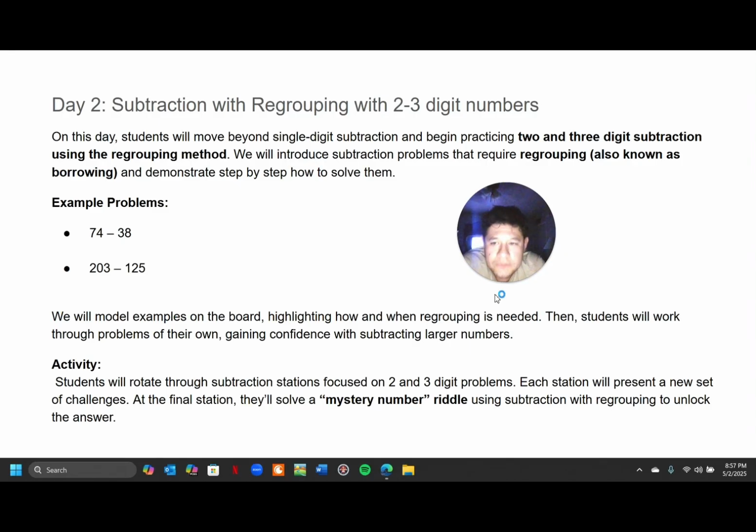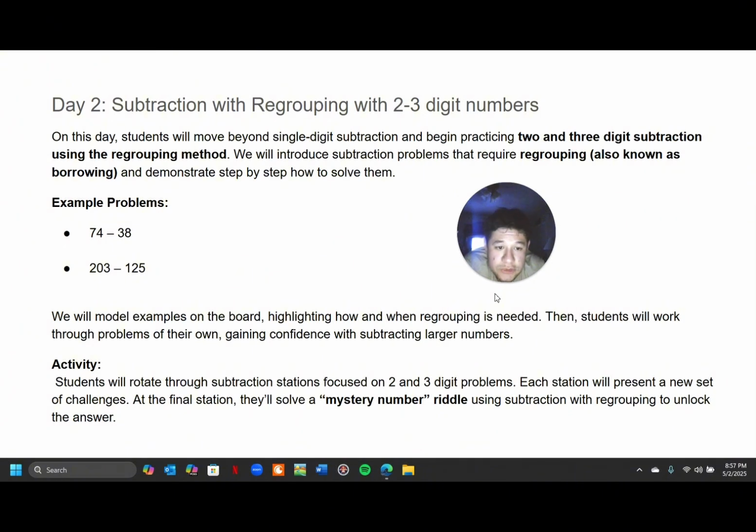For day 2, we're going to subtract with regrouping with 2 to 3 digit numbers. So on this day, students will move beyond the single digit subtraction and begin practicing 2 to 3 digit subtraction using the regrouping method. We will introduce subtraction problems that require regrouping, also known as borrowing, and then demonstrate step by step how to solve them.